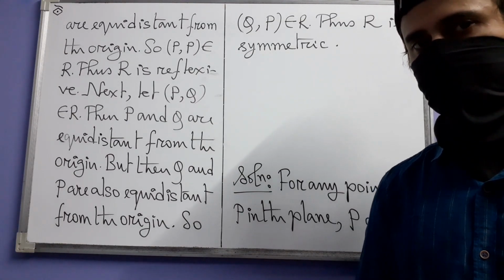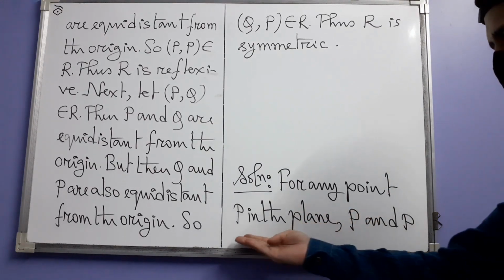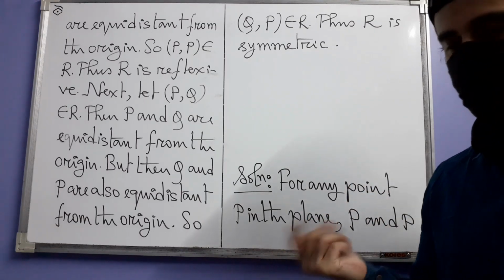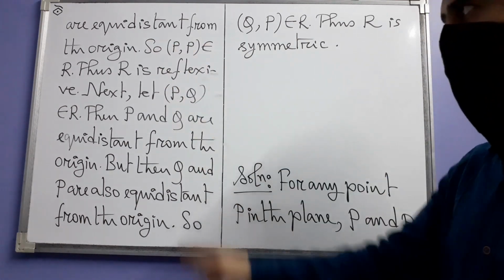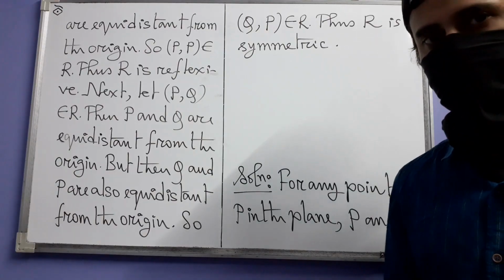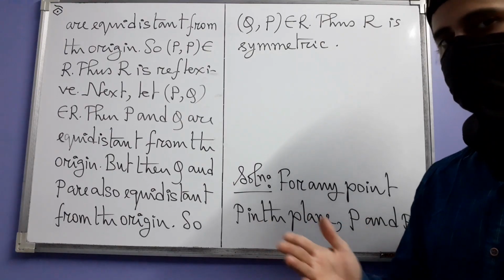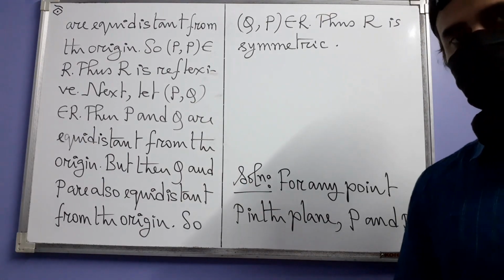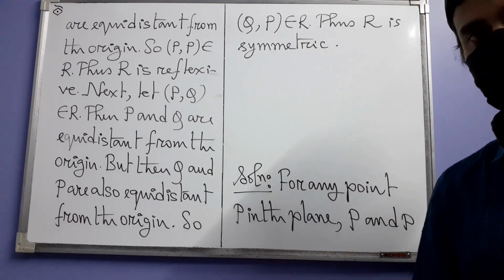Showing that the relation is an equivalence relation here also is almost trivial. So what you do, you take any point P in the plane. P and P are of course equidistant from the origin because they are the same point, and that is why (P, P) belongs to R, making R reflexive. Next you consider an ordered pair (P, Q) in R. This means that P and Q are equidistant from the origin. Their distances from the origin are the same. But then obviously Q and P are also equidistant from the origin, and that is why (Q, P) also belongs to R. So this makes R symmetric.